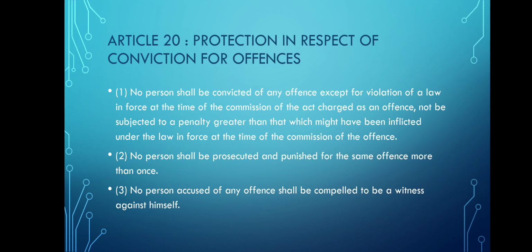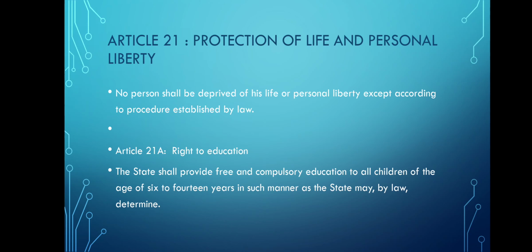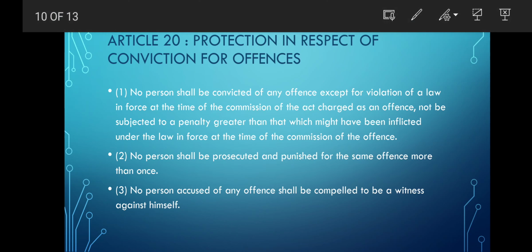Then moving on to Article 20, that is protection in respect of conviction for offenses. Article 20 grants protection against arbitrary and excessive punishment to an accused. If you are accused in any particular case, there are certain rights for that person, because our Indian laws give several chances. On one fact alone, we cannot prove whether a person is an accused or not.